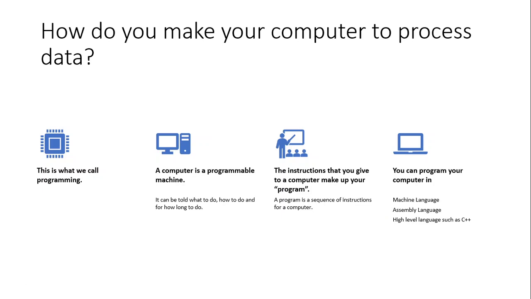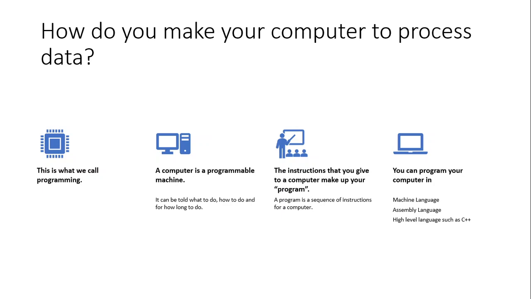So this is how we make our computer process data. We basically write programs to process data, and we write those programs in a language that we understand. Once we are done writing it, we translate that program into a language that the machine understands, which is the machine language, the language of ones and zeros.